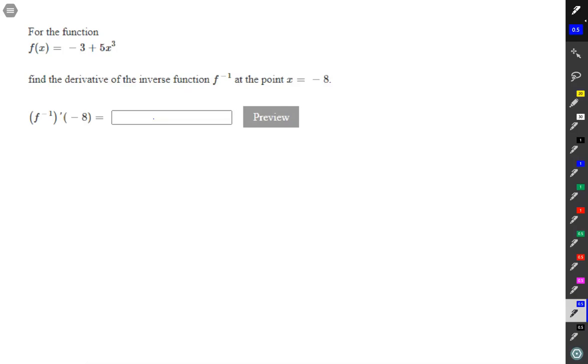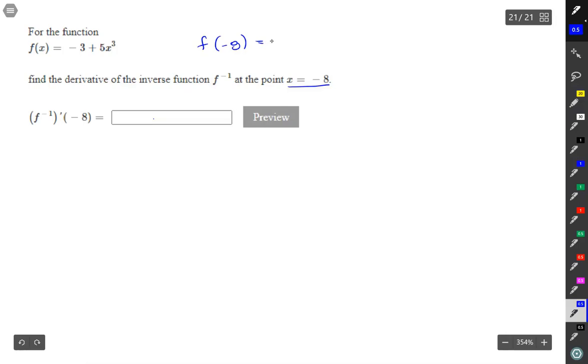For the function f of x equals negative 3 plus 5x cubed, find the derivative of the inverse function f inverse of x at the point x equals negative 8. All right, so the first knee-jerk reaction here is for students to see this x equals negative 8 and want to plug that into the function f. And to be honest, you can.